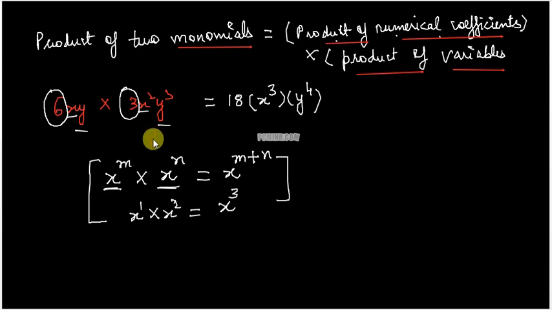And y into y cube, that's y raised to the power 1 into y cube, which gives me y raised to the power 4. So this is how I got the answer. I hope it is very simple for you as well. Just using this rule, product of numerical coefficients and product of variables, let's try one more example.